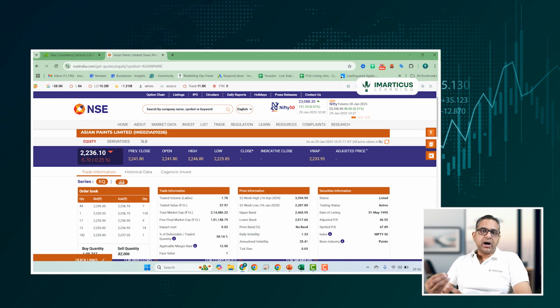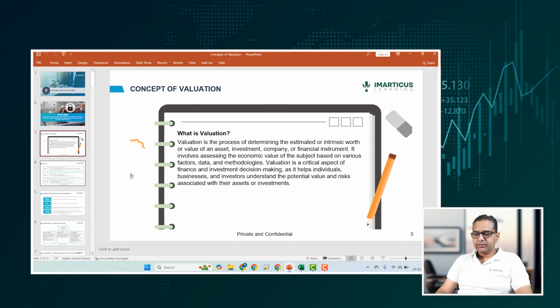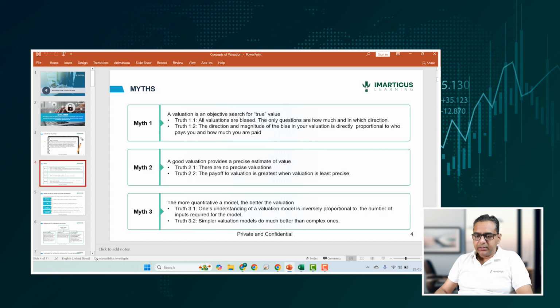So for the market to work, for the trades to happen, we need people with different views: people who feel currently it is overvalued and people who feel currently it is undervalued. Then only can the trade happen. All right, so let's move on to some myths related to valuation.